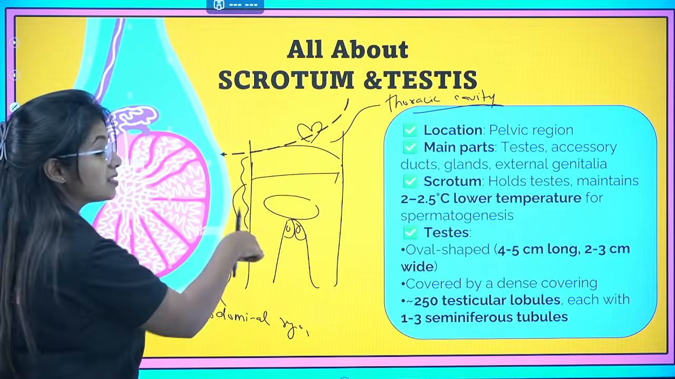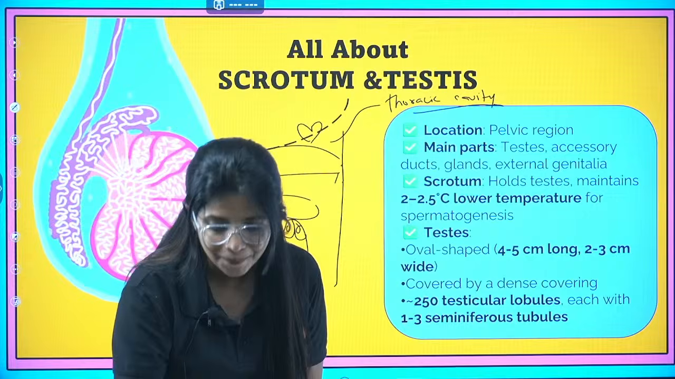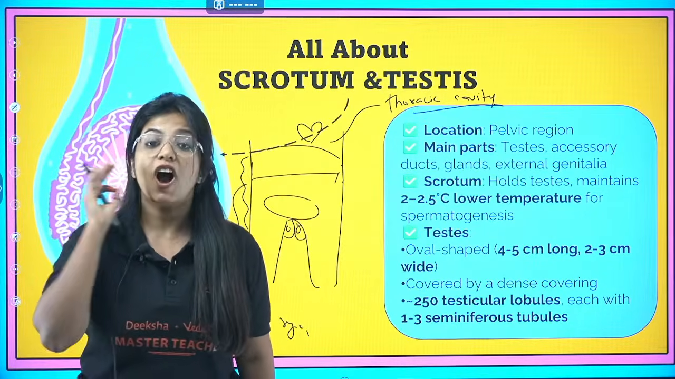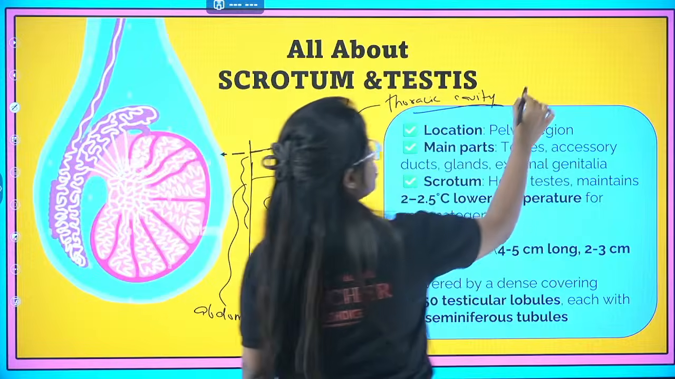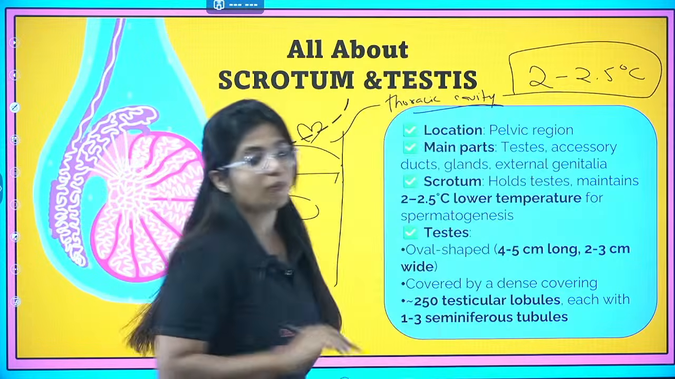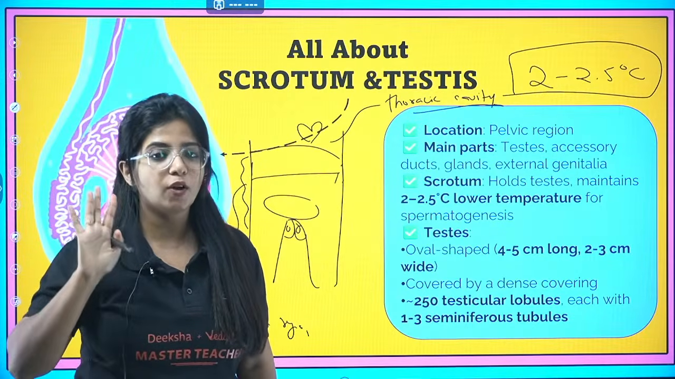Why is the testis outside? Because it needs to maintain what? Low temperature. Exactly, Tanvi. It needs to maintain a low temperature out there. That is the bottom rule. How much lower? You should know that it is 2 to 2.5 degrees Celsius lower than the normal body temperature. Okay, just 2 to 2.5 degrees Celsius lower than the normal body temperature.